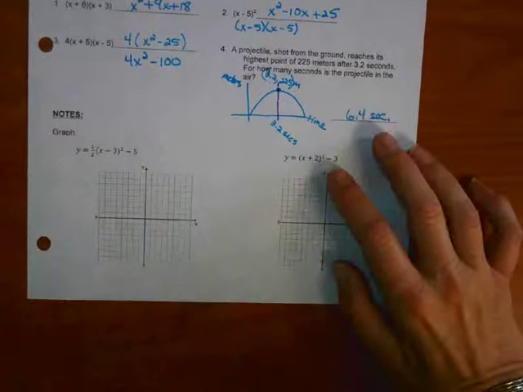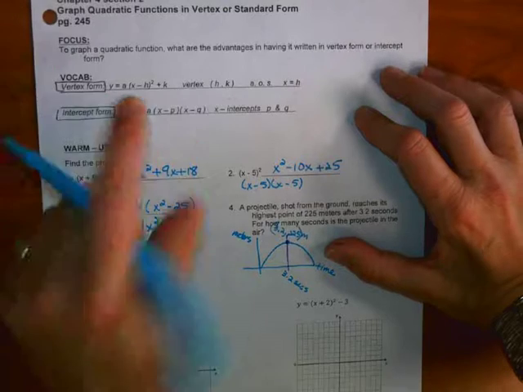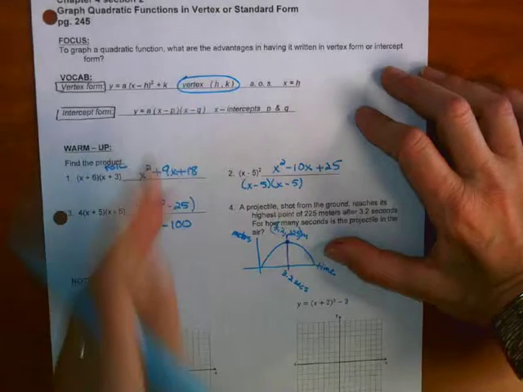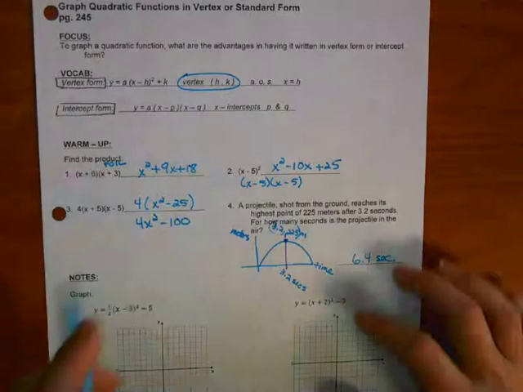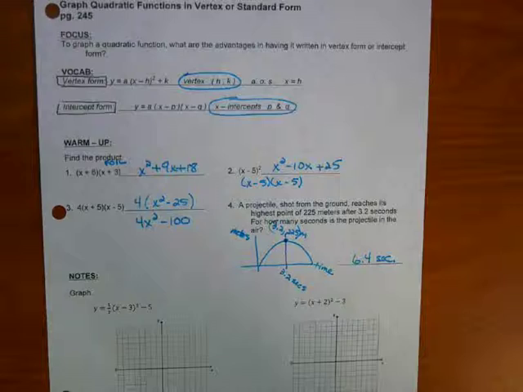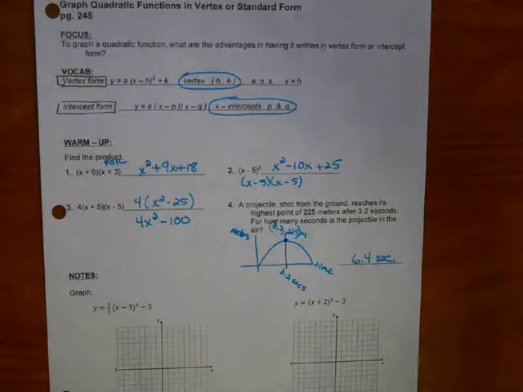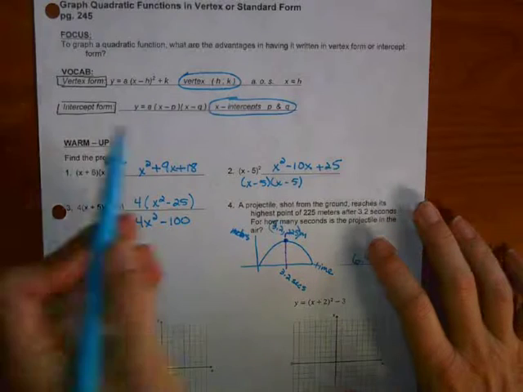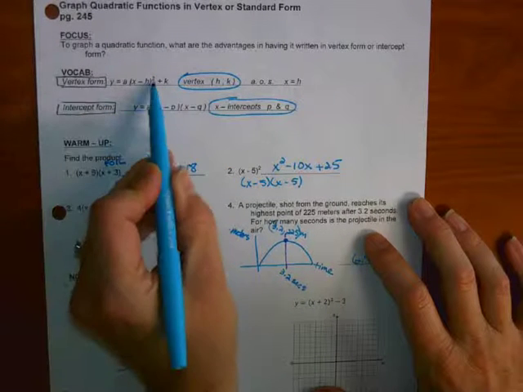All right, so we are working with these two forms today. This form helps us easily identify the vertex, and then we will graph from there. This form shows us the x-intercepts, and we will use those to graph. So depending on what form it is, it's going to decide how we graph. Now, what's the difference between these two? What's one difference that you see, that I see here?